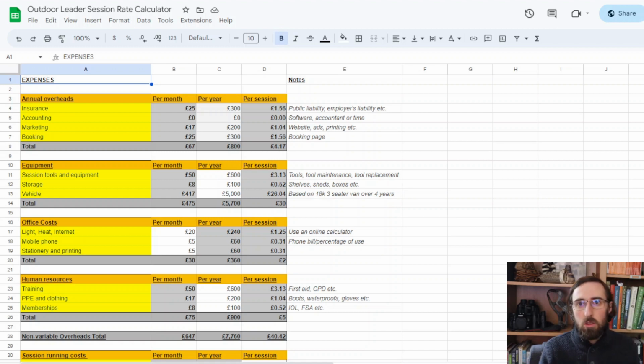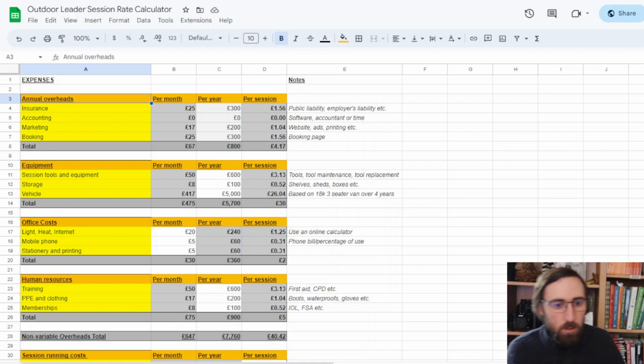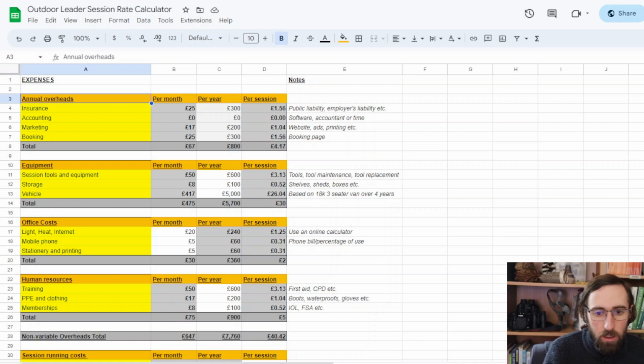There are certain costs out there that are just a part of life for a self-employed outdoor instructor. The first of these expenses is the annual overheads. These are the things you pretty much need to trade, to deliver sessions.